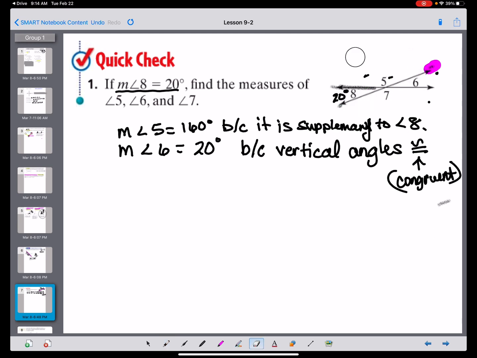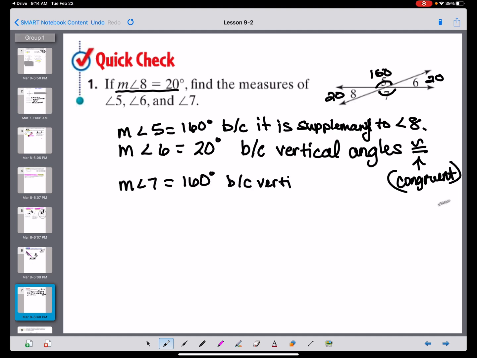Now I'm going to erase all of this noise again, and I'm going to put what we know, which is this is 20. We now know angle 5 is 160, and I know that angle 6 is 20. Now we need to find angle 7. You have two ways. First of all, do you see that angle 5 and angle 7 are vertical angles? So the measure of angle 7 is also 160 degrees because a vertical angle is congruent, and in this case to the measure of angle 5.